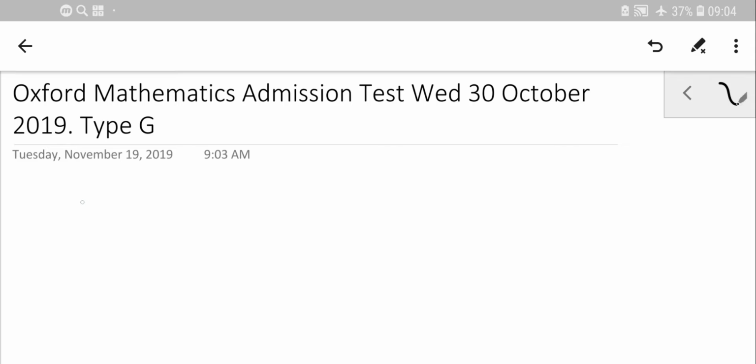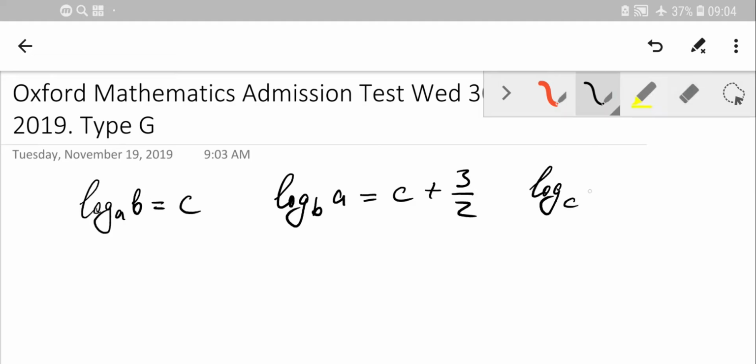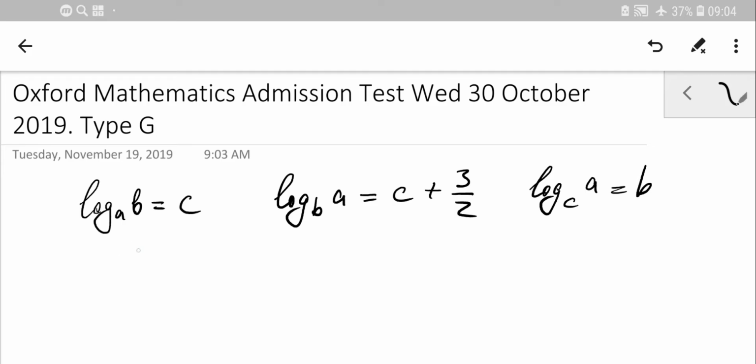So we set up the following equations. That's the first one. Here's the second one. And the last one, log C A equals B. All right, so we know we have conditions for A, B, and C. They're all positive numbers, and we need to specify how many solutions the system has.